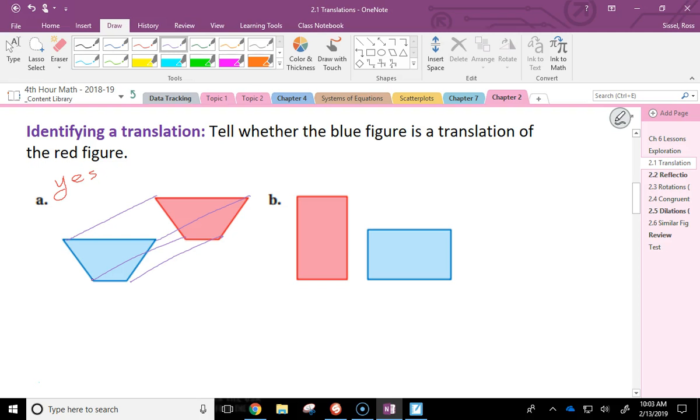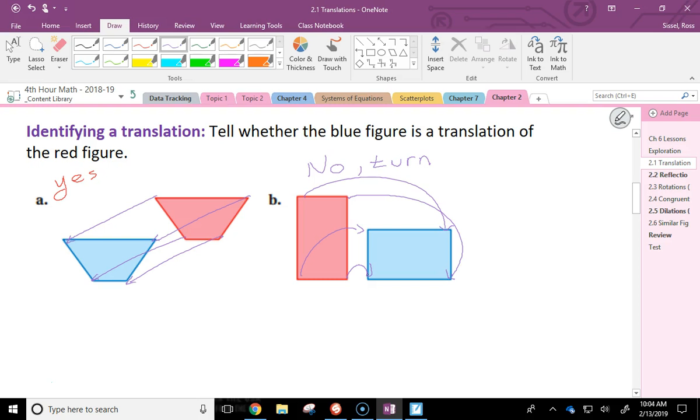Okay? So if I look at this, it looks like all of them, each vertex, went the same direction, the same length. How about B? No. Haley? No. Why is this a no? Because the rectangle is turned in the second picture. Or in the first. This one, if we look, these turned. That is not going to be our translation. That is going to be our rotating.